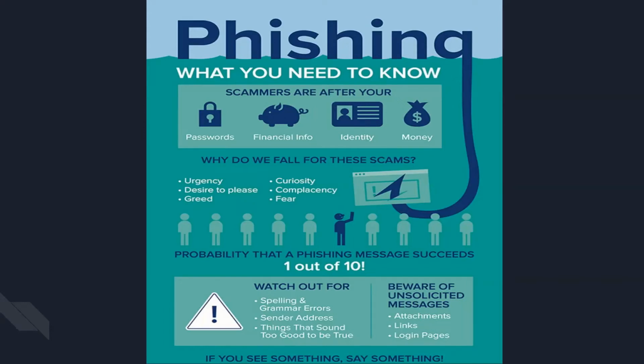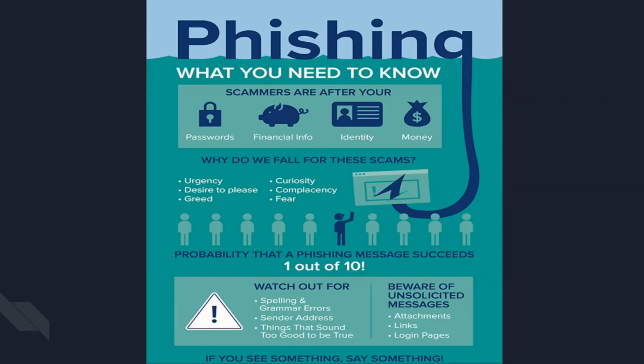And then we feel a bit greedy sometimes. Oftentimes we're curious. So if the email includes a link that we're not too sure about, most likely we're going to click the link just to see what it's about, which could lead us to being hacked. And then there's complacency, where we don't take the proper measures to see if something is phishing or not. And then there's fear. And then it says here that the probability that a phishing message succeeds is 1 in 10, which is actually quite a lot.